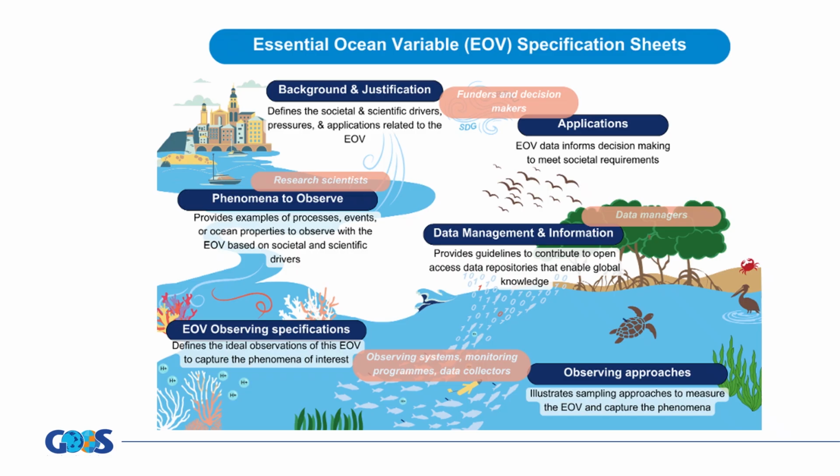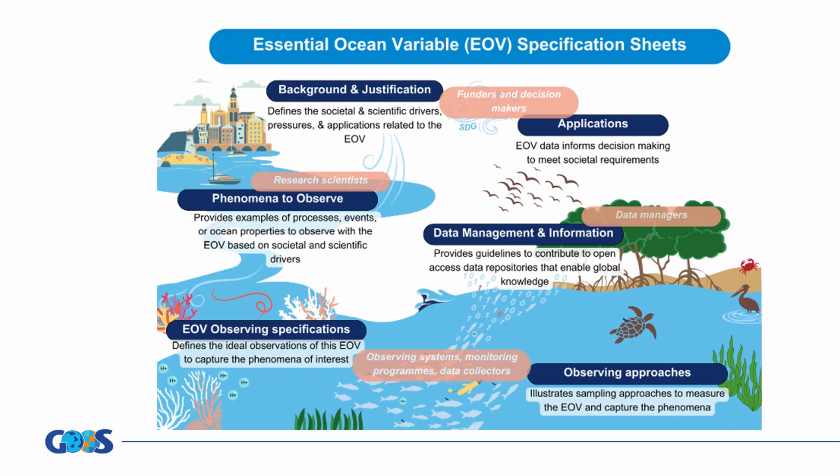This figure briefly summarizes each section of the specification sheet, highlighting the value of the information provided for different audiences. Indeed, the specification sheet is a tool that can speak to policy and decision makers and funders, by highlighting the EOV's importance and applications, and inform about the status of the observing system. Second, for observing systems and data collectors, they provide guidance on how to collect observations and what observing approaches can be used, including helpful links to methods and protocols people can consult.